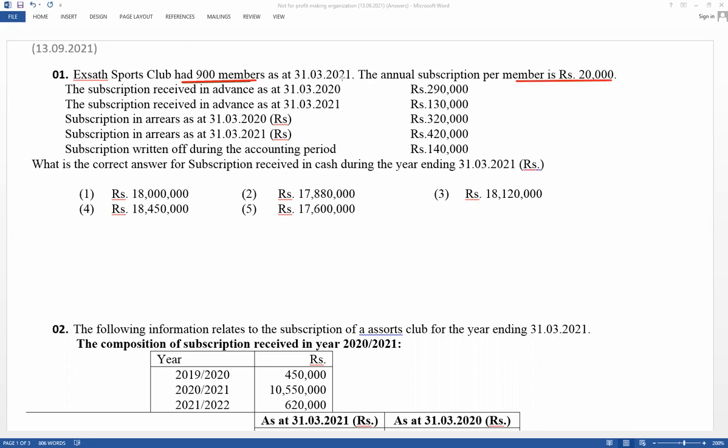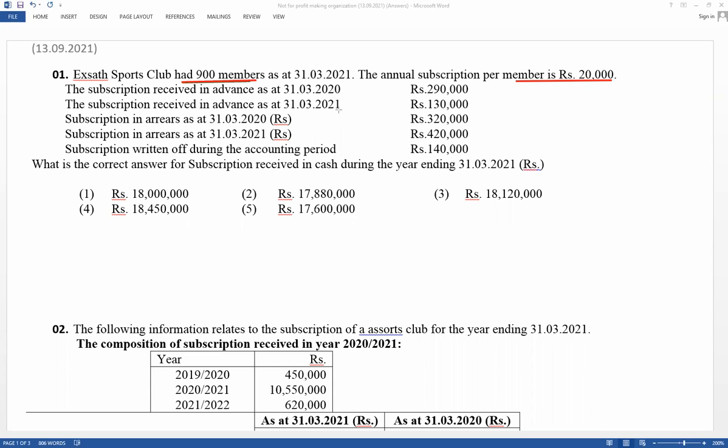Our accounting period ends on 31st March 21. Then subscription received in advance is given. Think about subscription as a membership fee. Received in advance is a liability. 31st March 20 means the previous year closing date. The previous year closing balance became this year's opening balance. Therefore, this is subscription received in advance, a liability. As well as, the subscription received in advance closing balance is also given.